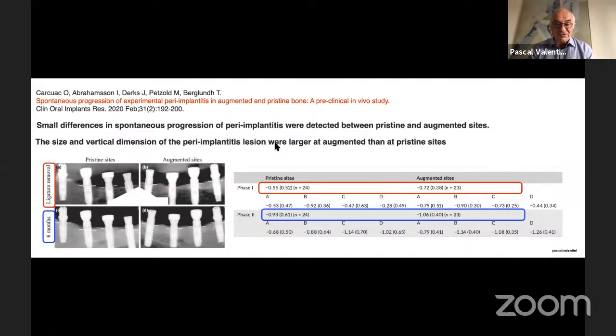But the difference is the following. Peri-implantitis lesions were larger in augmented compared to the pristine site. That means that maybe because of the biomaterial remnants, the grafted area is less self-defending against the bacterial aggression. But this is only a hypothesis.